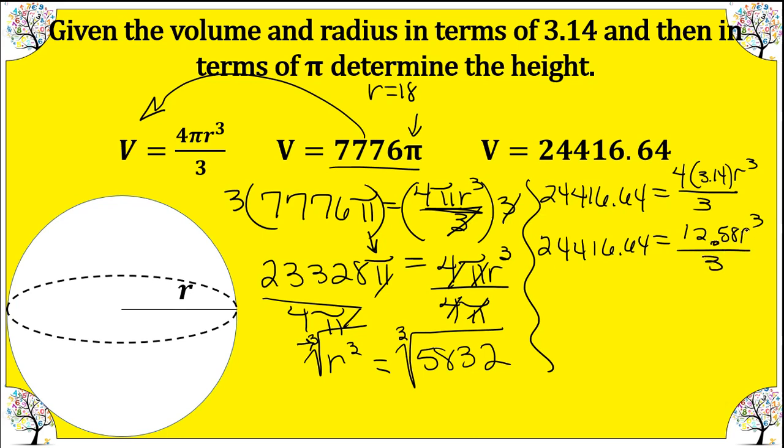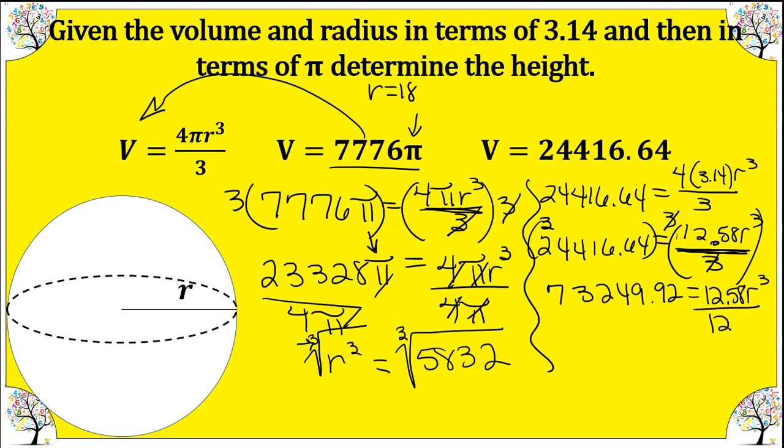So we're solving for r, trying to find the radius. So we're going to undo the division. R was cubed, then multiplied, then divided. So we work backward, and we're going to multiply both sides times 3. And when we multiply, on the left side, we get 73,249.92 is equal to 12.56 times r cubed. Now we need to divide each side by 12.56, and then we'll have r cubed equals. So let's divide this.